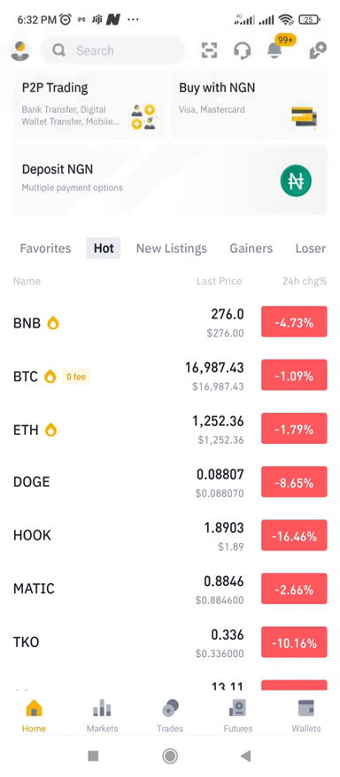So this is a 2023 guide on how you can trade and buy and sell on the Binance platform, right? So let's get started.